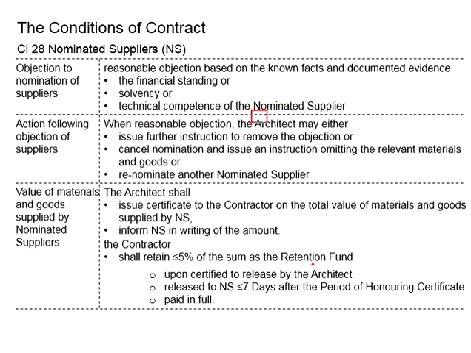First, if the architect decides still to engage that nominated supplier, then the architect issues further instructions to remove the objections. That means the architect forces the contractor to accept this nominated supplier even though there was an objection by the contractor. Under these circumstances, by hook or by crook, the contractor will have to accept.